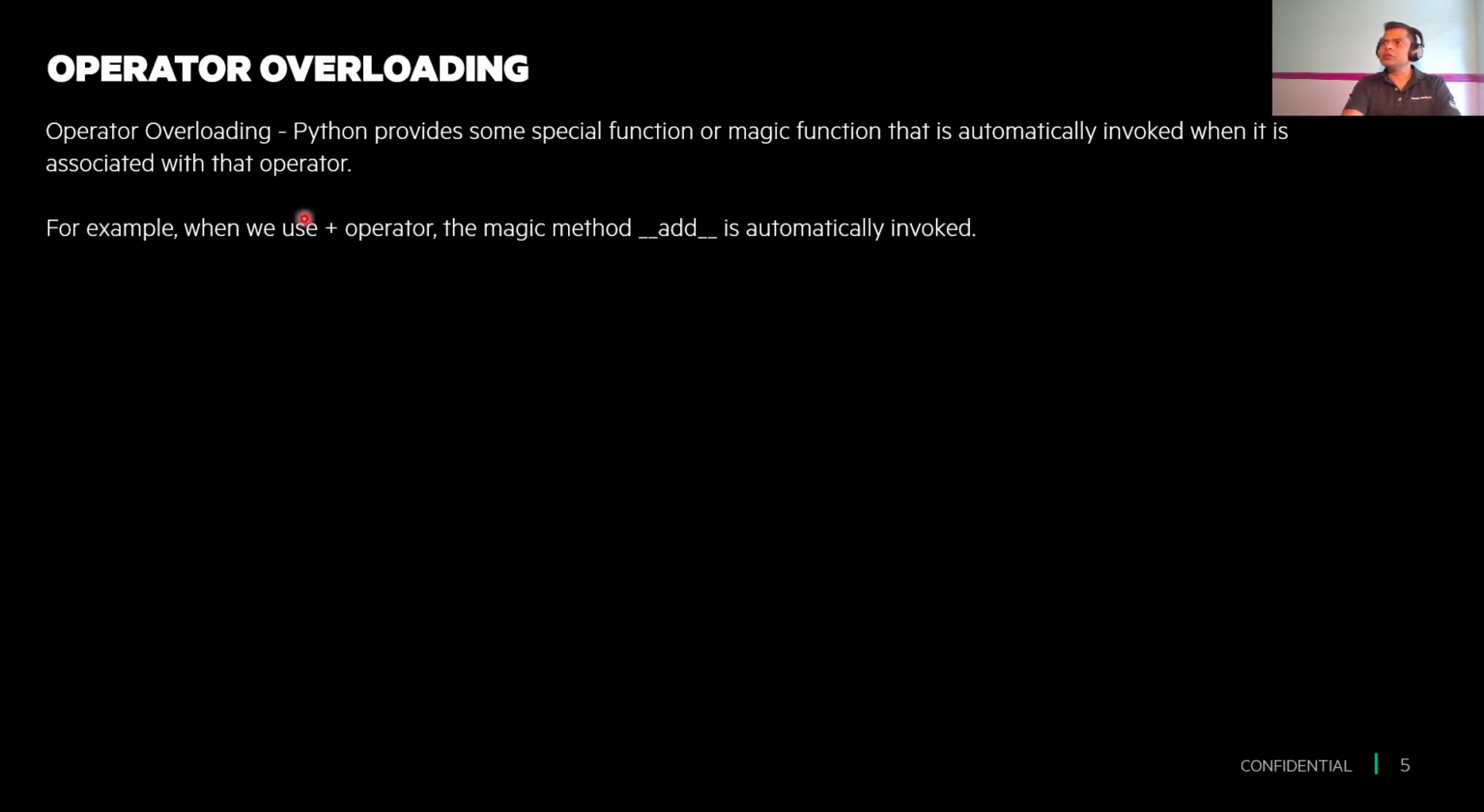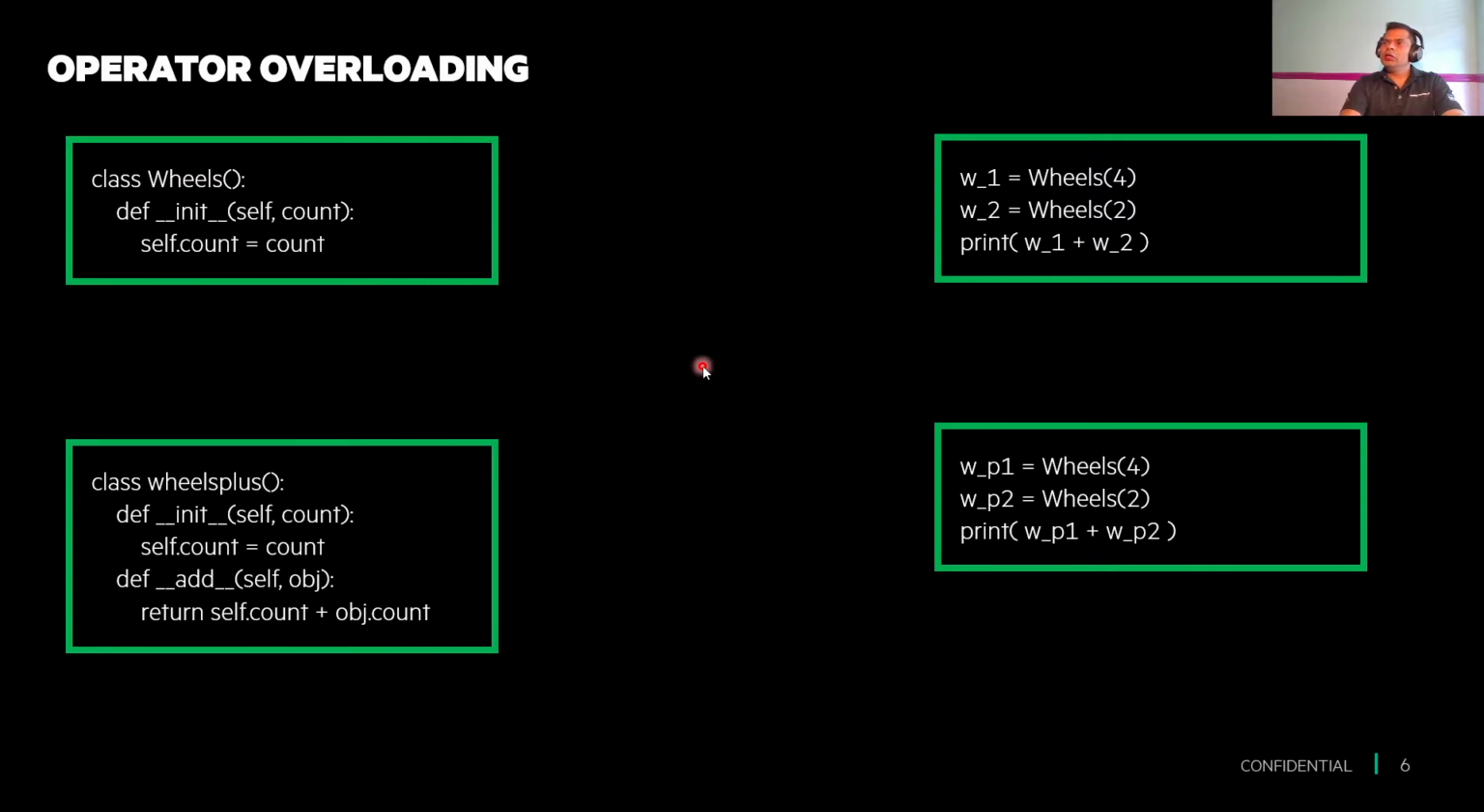One of them is for the plus, where we can use the underscore add method. Take a look at this particular class. We are just showcasing why it is required. In the first one, we have a very simple class Wheel. It has one variable, count. We got the objects w1, w2, and inside the print, we are just saying w1 plus w2. Our intention is to use the plus with our objects, but it is not going to happen.